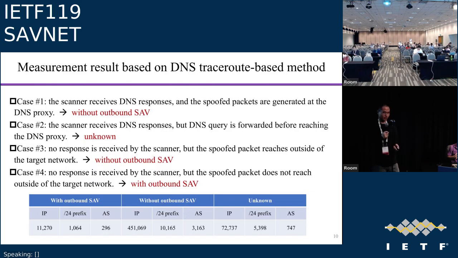To conclude, with case number 1 and case number 3, we know that there is no outbound SAV deployed in the target network, but for case number 4, there is outbound SAV. For case number 2, the outbound SAV deployment is unknown. We do not know about this.